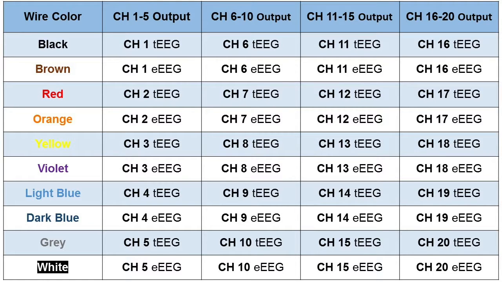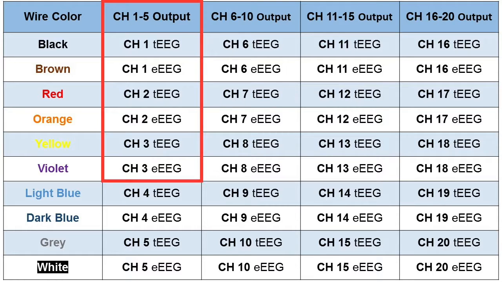This chart shows how the colored wires correspond to the output signals for each channel. Be sure to keep this chart nearby for quick reference. As mentioned earlier, there are 2 output signals for each channel, one for the tripolar signal, the tEEG, and one for the signal from the outer ring only, the emulated conventional EEG or eEEG signal. In this example, we are interested in acquiring the tEEG and eEEG signals from all 20 T leads.